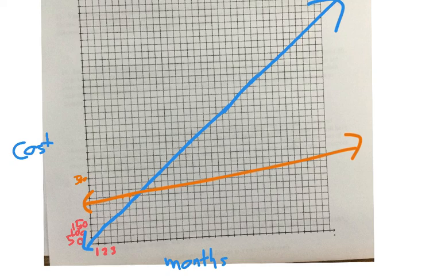Does everybody have their lines drawn? Yes, sir. All right, let's answer some questions about what's happening here. The first question asks, do the graphs intersect? So what does intersect mean? They cross each other, right? An intersection. So yes, they should intersect.